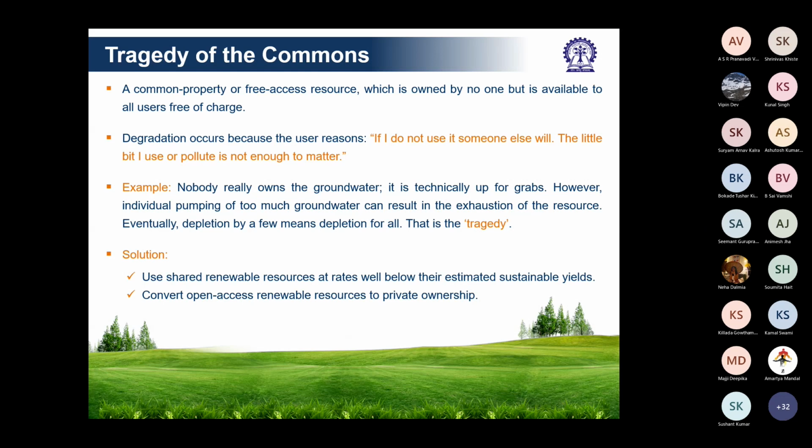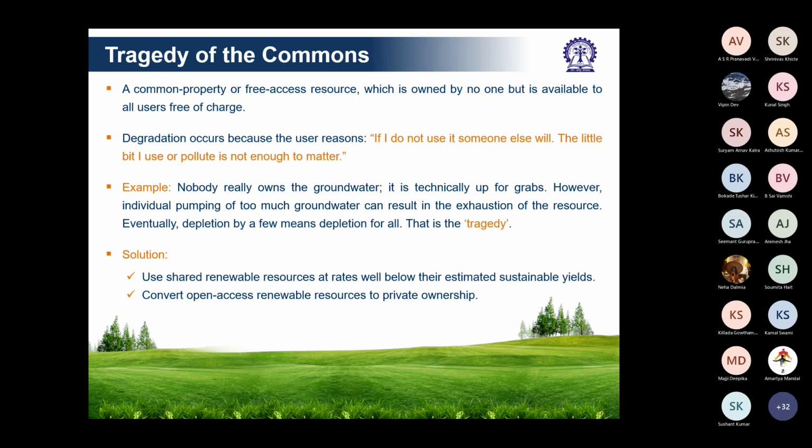Now, there are two major ways to deal with this difficult problem. So first and foremost, what we can do, we can use shared renewable resources at rates well below their estimated sustainable yields by reducing use of the resources, regulating access to the resources, or doing both. So for example, see, governments can establish laws and regulations limiting the annual harvest of various types of ocean fish that are being harvested at unsustainable levels. Okay, so that is something that can be done.